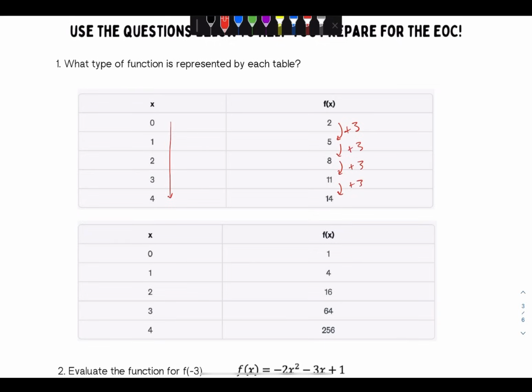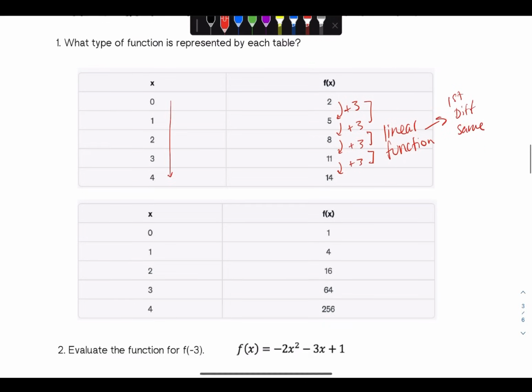And so from the increase of 3 every time, we can say that this is going to be a linear function since the first difference is the same. First difference is the same. All right, let's move on to table number 2.